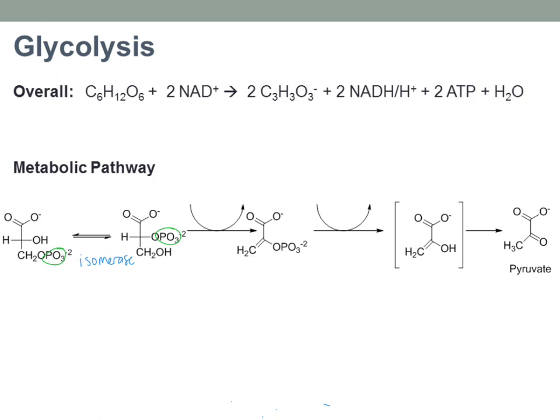And since it's an isomerase, I don't need to add anything. I didn't add hydrogens or take away hydrogens or add phosphates or anything like that. So I don't need to put anything coming in or leaving. I don't need any cofactors or coenzymes. Now in this second step, I kind of got a lot going on here. So I still got the phosphate on there, but now I've got this double bond.